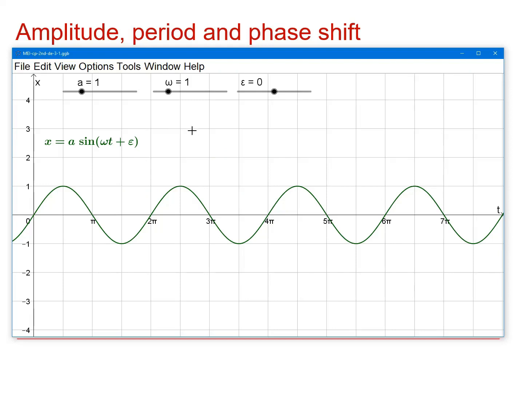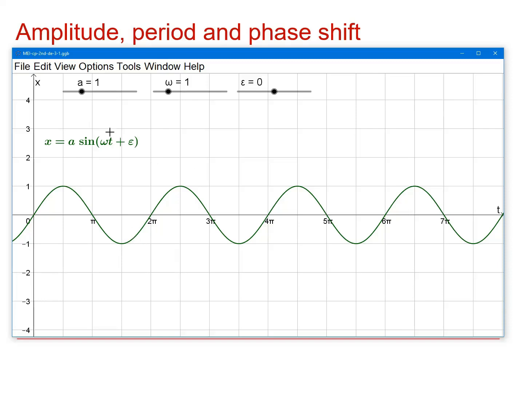Okay, let's take a look at a dynamic plot for this. This is set up so that we've got x is equal to A sine omega t plus epsilon, and at the moment A is 1, omega is 1, and epsilon is 0. So I've just got a normal sine curve. It's oscillating once over the range 0 to 2 pi, between 1 and minus 1, and it starts at 0, 0.